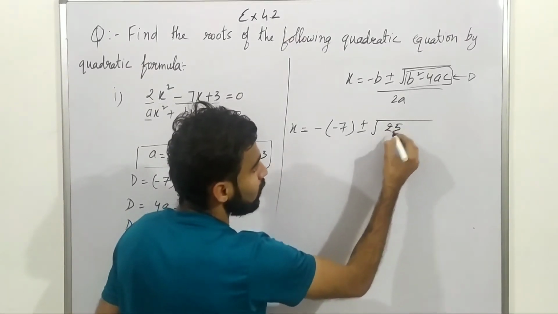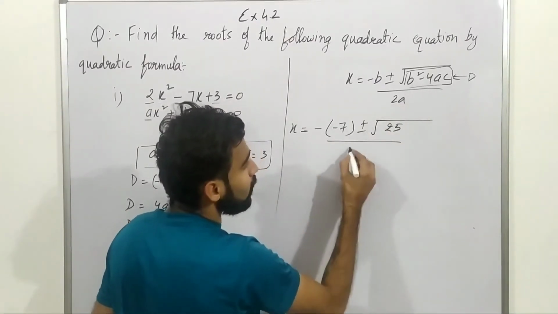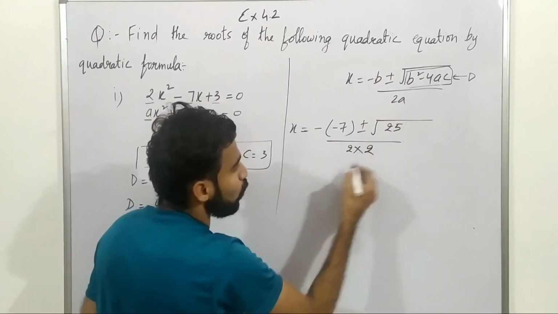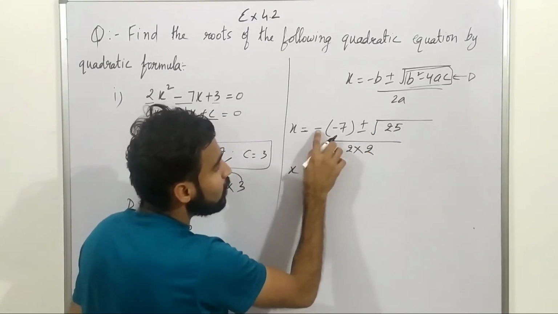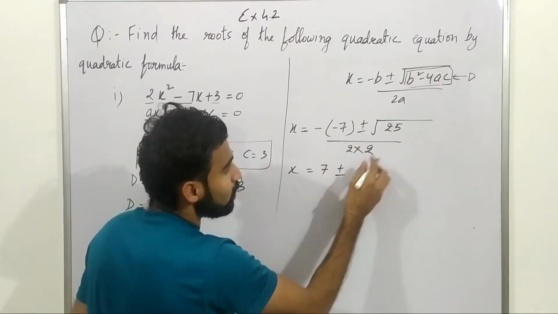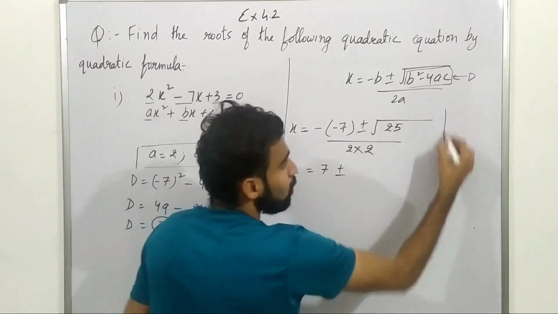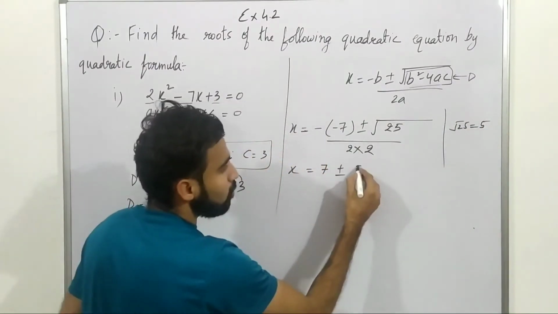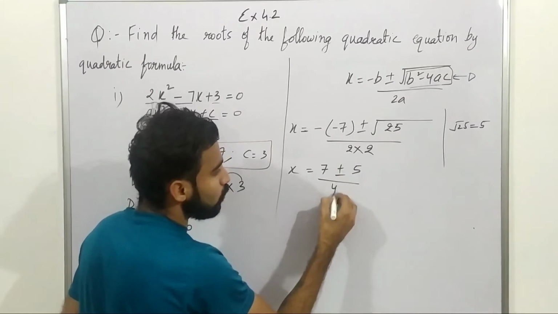So let me place this as it is. Further, 2a means 2 cross a, and at the place of a, I will substitute 2. Further, if I just solve this, minus minus is plus, so that will be 7 plus minus. Now root 25 is simply 5. You all know. So if I just place 5 here, 2 cross 2 is 4.